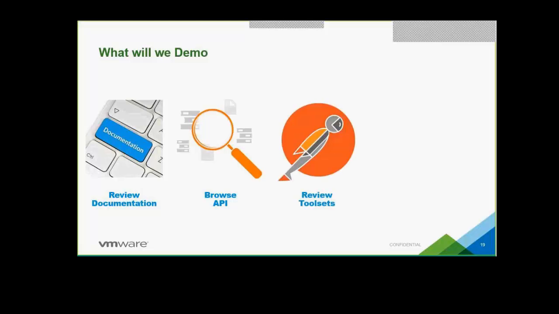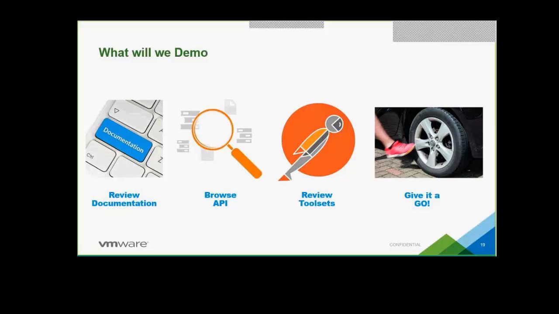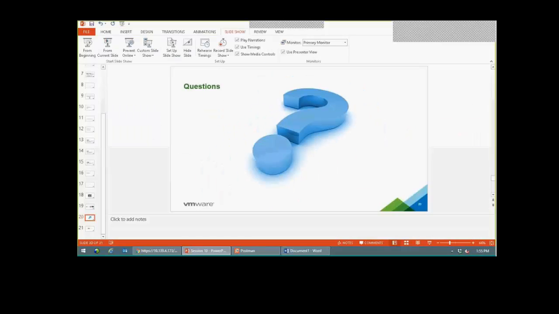Then we'll look at some tool sets. Today we'll be looking at Postman, one of the tools which allows you to interact with the REST API, right from how to launch or install it, and how to configure it. Then we will give it a go and use Postman to demo one of the use cases I talked about in the beginning of the session, where we'll create report schedules, rather than doing it manually using the GUI, through the API.